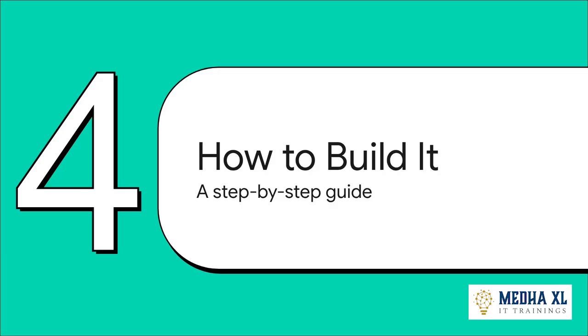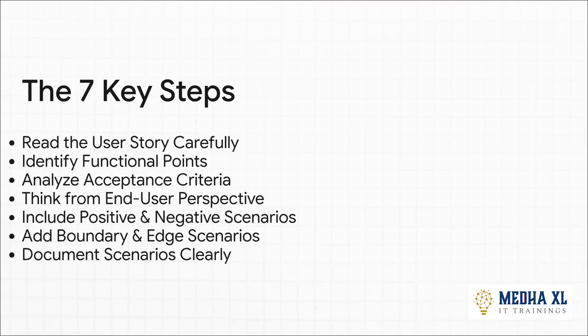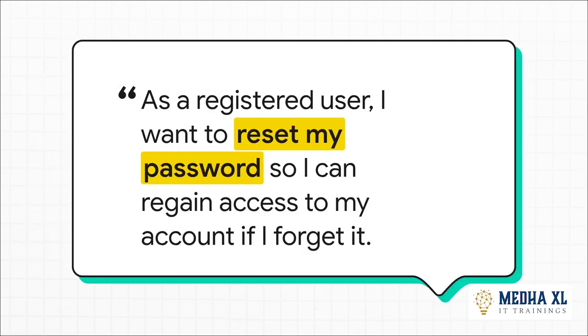Okay, so we get why it's valuable, but how do you actually do it? How do you systematically break down a simple story into a really comprehensive list of scenarios? Let's walk through the key steps. You see, it's a methodical process, not just guesswork. It starts with really understanding what the user wants. Then you put on your end user hat, thinking about both the good paths and the bad paths. Finally, you push the boundaries with edge cases and write it all down so the whole team is on the same page.